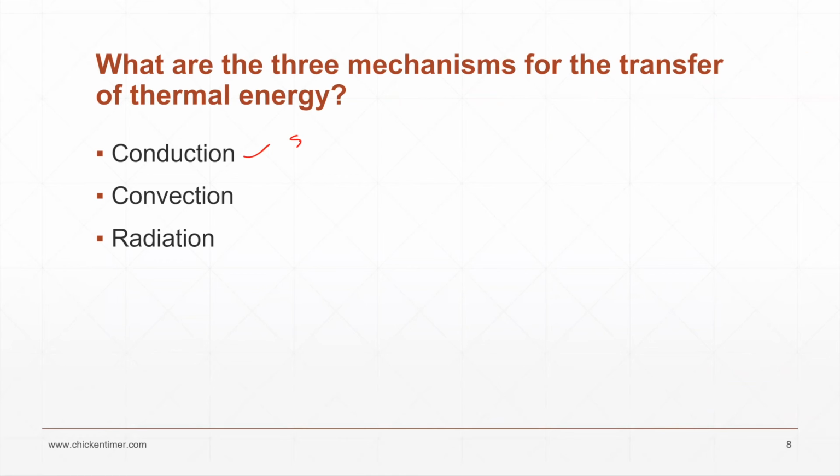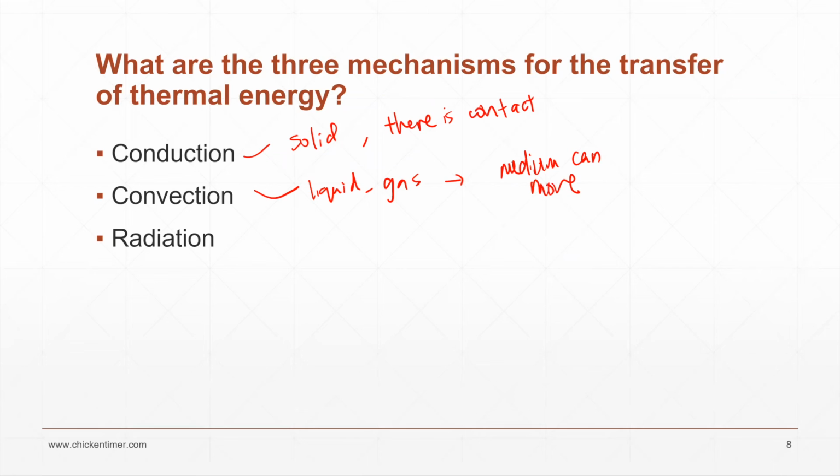Conduction mostly happens in solids, and there must be contact between the two bodies. Convection is always happening in liquid and gases. The medium, the liquid and the gas, can move. Then radiation, in this case, involves infrared radiation.